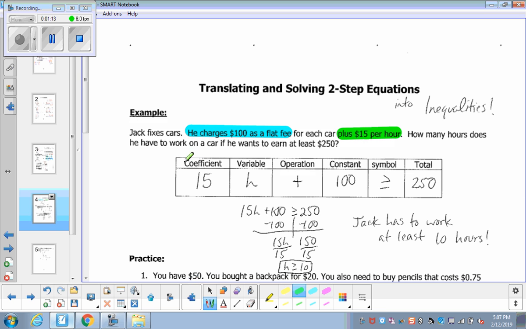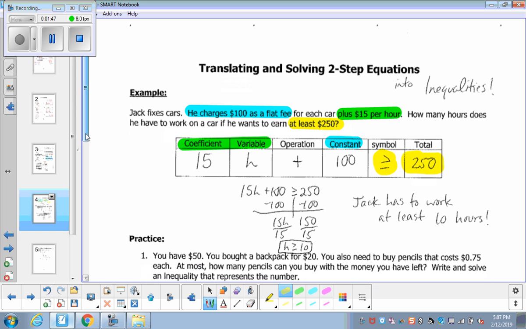And that $15 per hour, that's going to be the coefficient with our variable. $15 per hour. And of course, we're going to add that to the $100 that he's going to make as the flat fee. You might remember from our previous unit that the flat fee is always the constant. Now he needs to earn at least $250. So all of this over here, that $100 plus the 15 per hour, we want that to be more than or equal to the $250 that he has to earn.